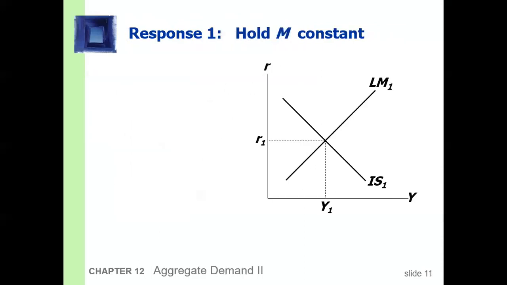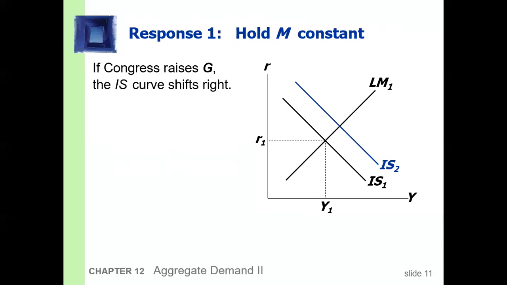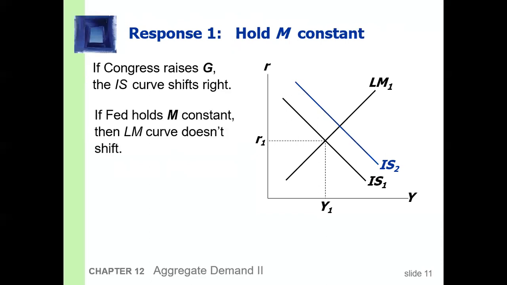We can see response 1, which means the central bank holds the money supply constant when there is an increase in government purchases. If Congress raises government purchases, the IS curve shifts right. We know this: when government spending increases, the IS curve shifts to the right, from IS1 to IS2. If the central bank holds the money supply constant, the LM curve will not shift, because it shifts only if the money supply changes.